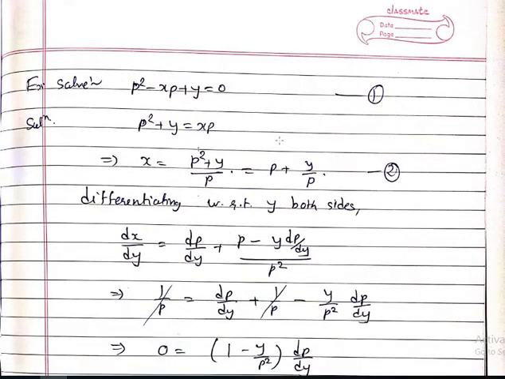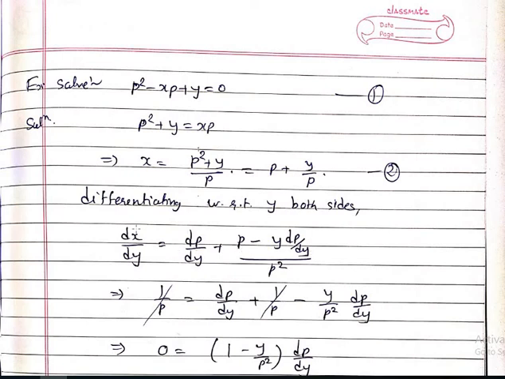Solve p square minus xp plus y is equal to 0. So you have p square plus y is equal to xp, so x is equal to p square plus y upon p, that is p plus y by p. Now differentiate with respect to y both sides, so that will give dx by dy is equal to dp by dy, and here you have to apply u upon v. The first denominator as it is, derivative of numerator minus numerator as it is, derivative of denominator, that means p as it is, derivative of y is 1, minus y as it is, derivative of p is dp by dy.